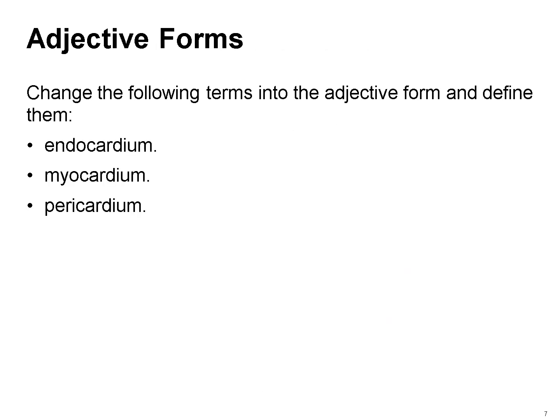Understanding how to convert root nouns into their adjective forms is an important skill, especially in medical terminology. Let's practice by transforming these terms and defining their meanings. Change the following root nouns into their adjective forms. Answers will appear after a mouse click. Endocardium, the lining of the heart.